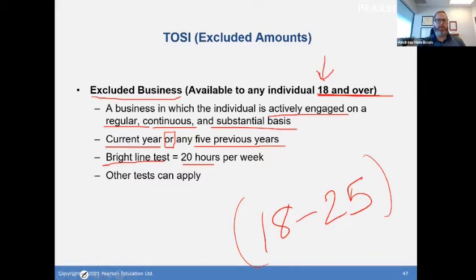And I'm sorry, I might have misspoke on this one. So just to clarify, we're talking about current year income. So if you are active in the current year, you meet these tests, you're fine. Or any 5 previous years. So if it's in the past, it has to be within 5 years. If you just didn't happen to be active this year, that previous work you did can still count for something.